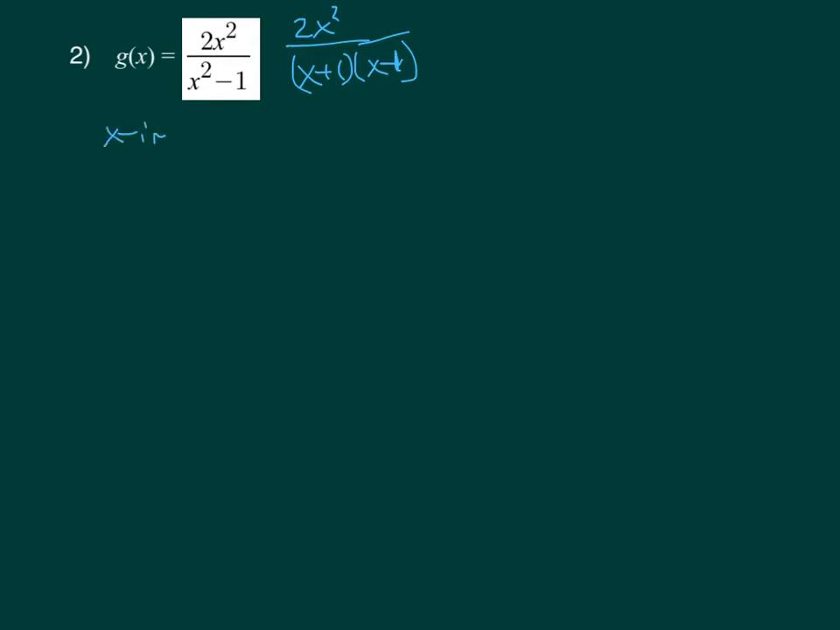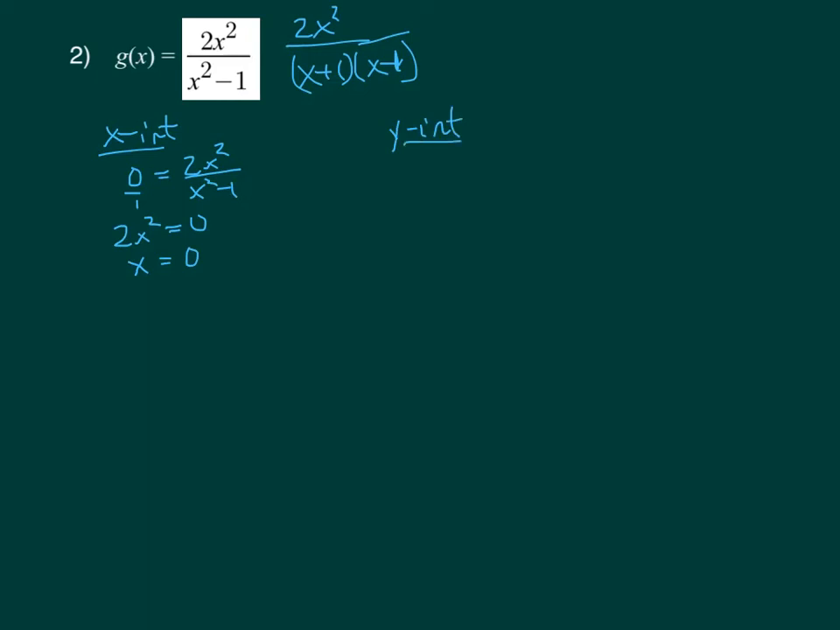So my x-intercept is when I force y to be 0. So I'm going to go ahead and say 0 equals 2x squared over x squared minus 1. All right, of course this is only going to be equal to 0 when the numerator equals 0, because if I were to cross multiply, I get 2x squared equals 0. So 2x squared equals 0. So x is just going to be 0. All right, now my y-intercept.